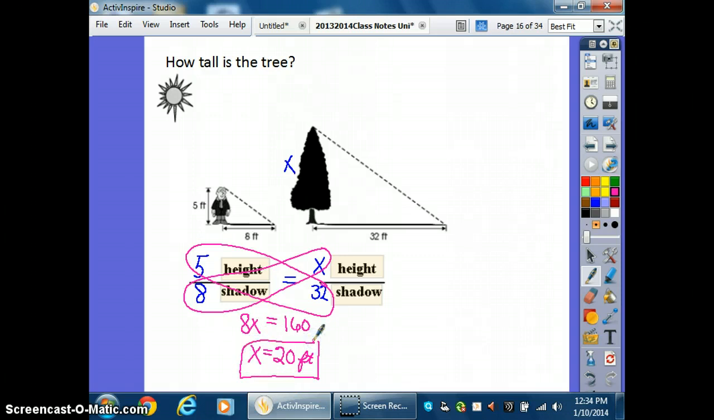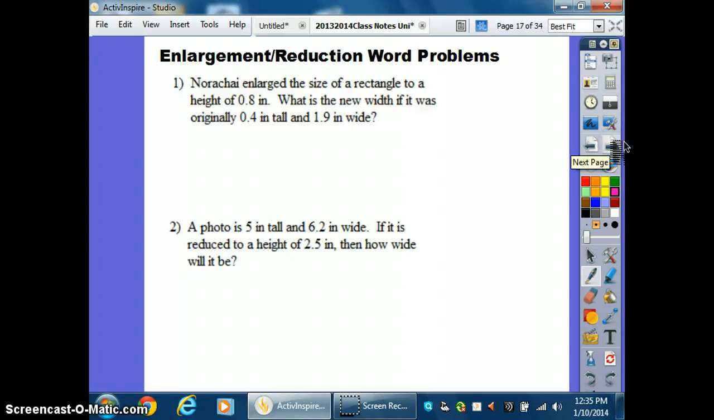You know, I'm so obsessed with these proportions, but looking back at this problem, I can see, well, gee, I didn't even have to do any work. I know that 8 times 4 is 32. So 5 times 4 is 20, making equal fractions. Remember, I told you, proportion is just multiplying. Sometimes, though, it doesn't work out that nice, and we're forced to use our cross products. Like this one.